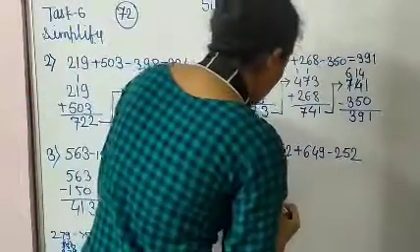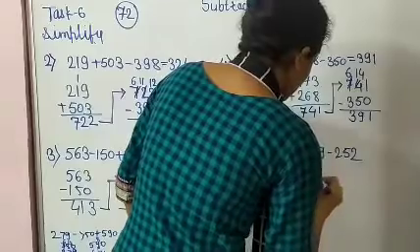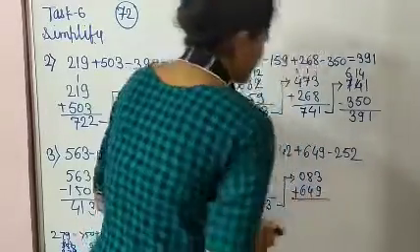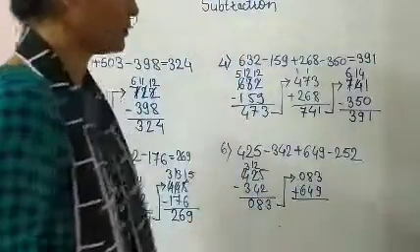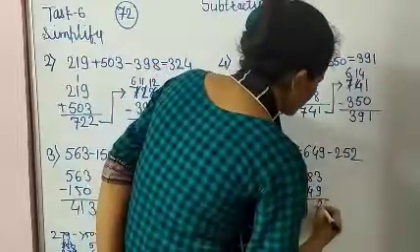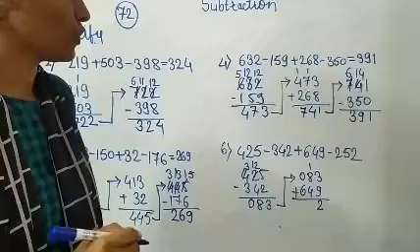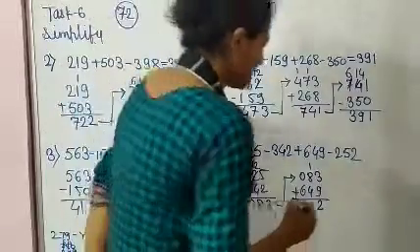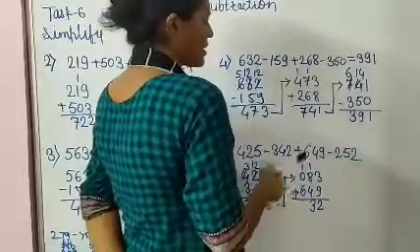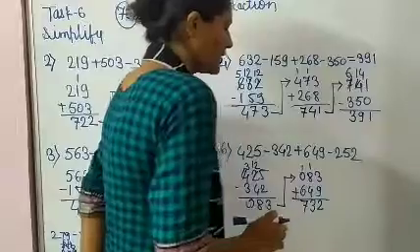Now this will go up. That is 83 plus 649. So 9 plus 3, how much is it? It is 12. So 2 is here, 1 will be carry. 8 plus 4, 12. And 12 plus 1, 13. So 3 is here, 1 will be carry. 6 plus 1, 7. Now this is the answer.